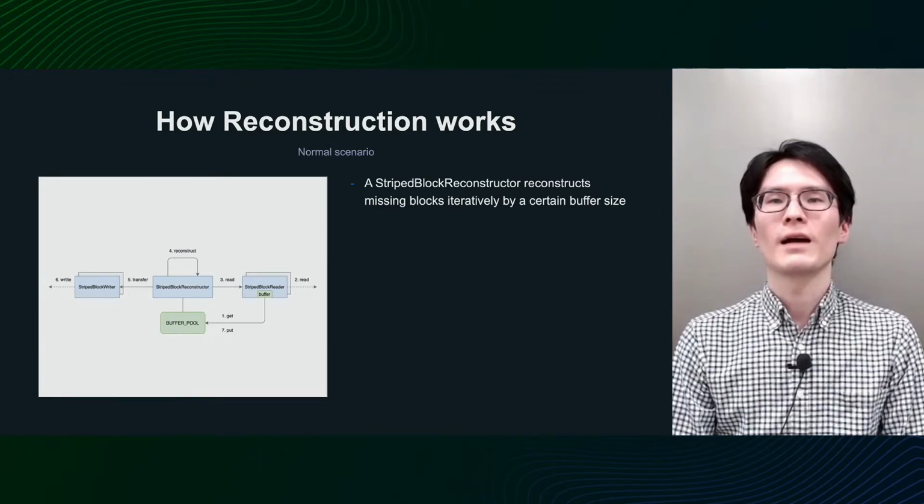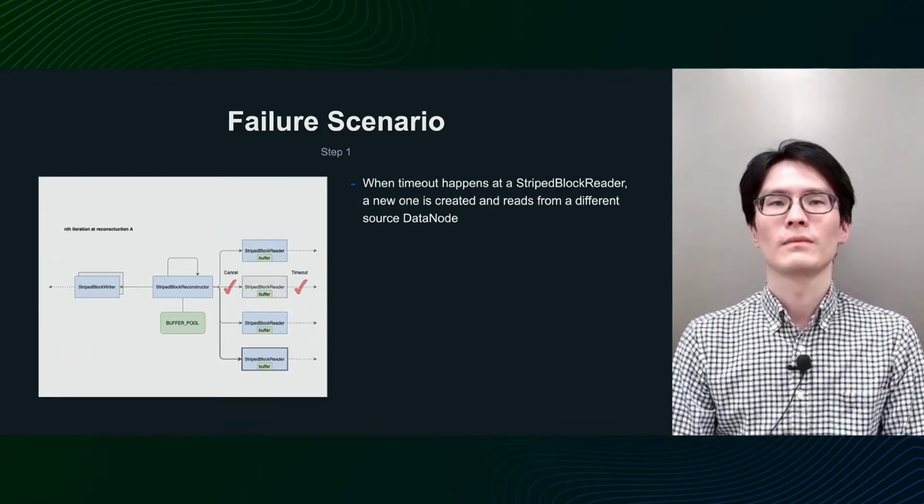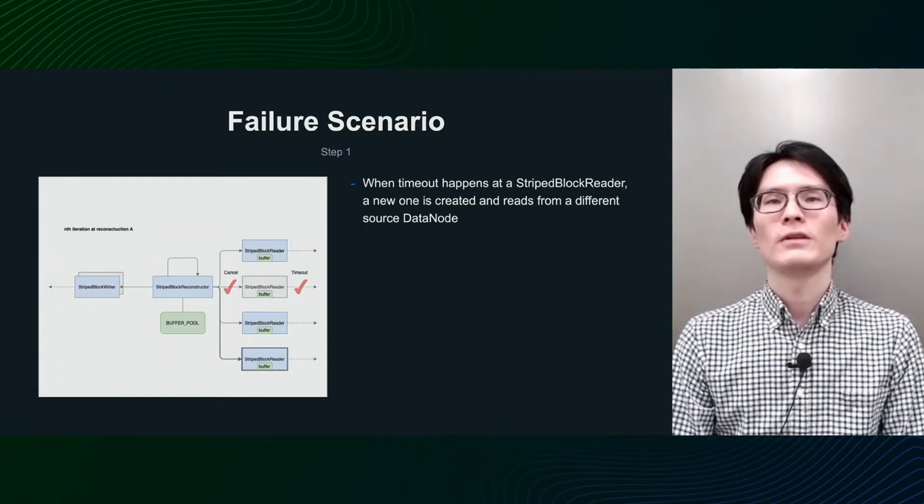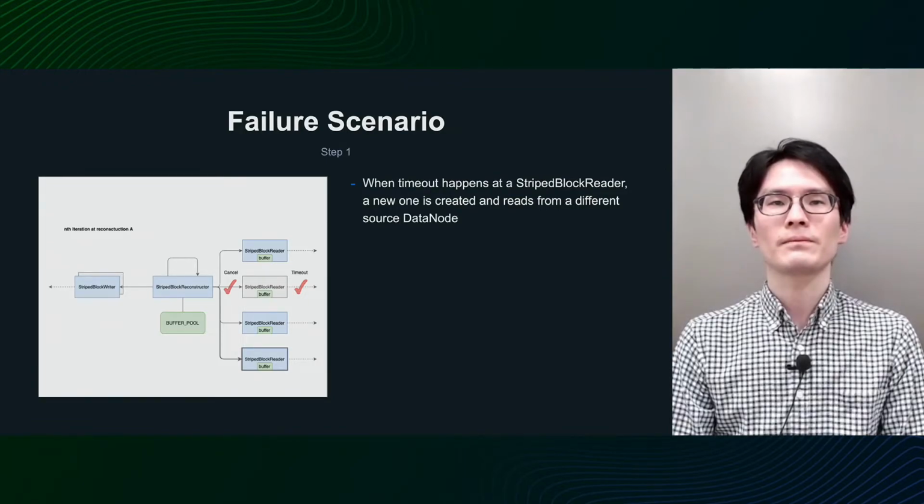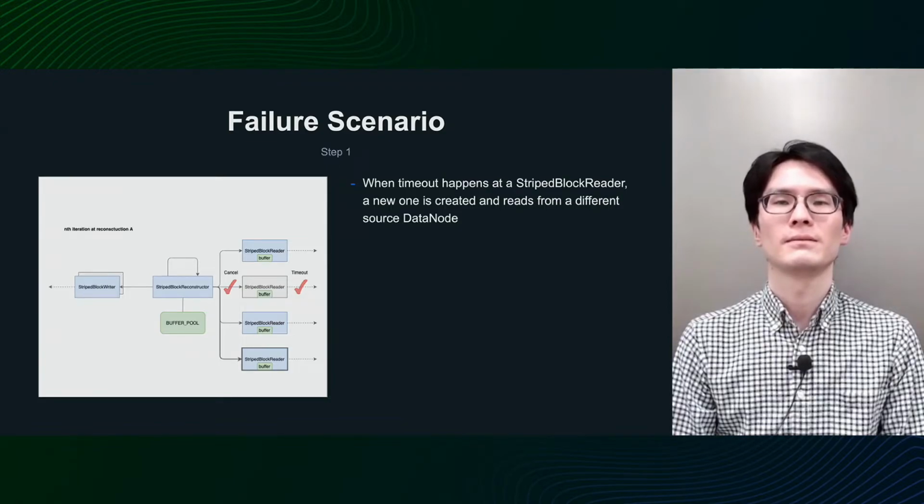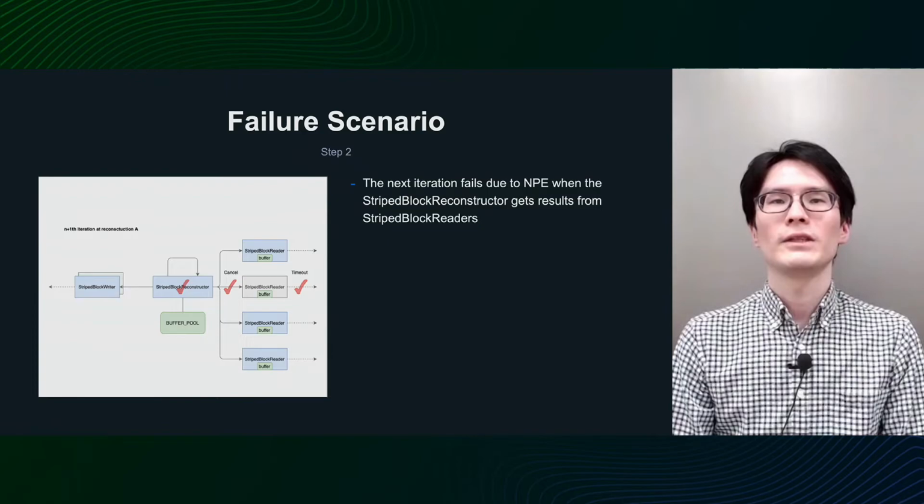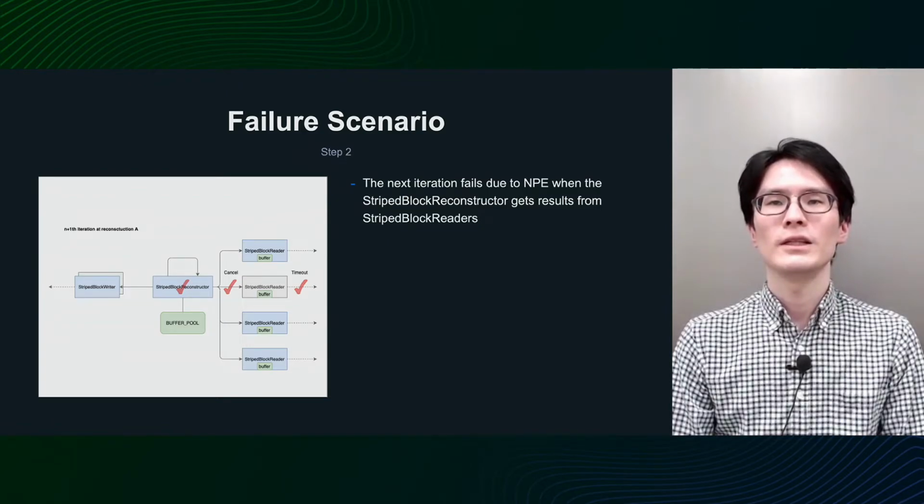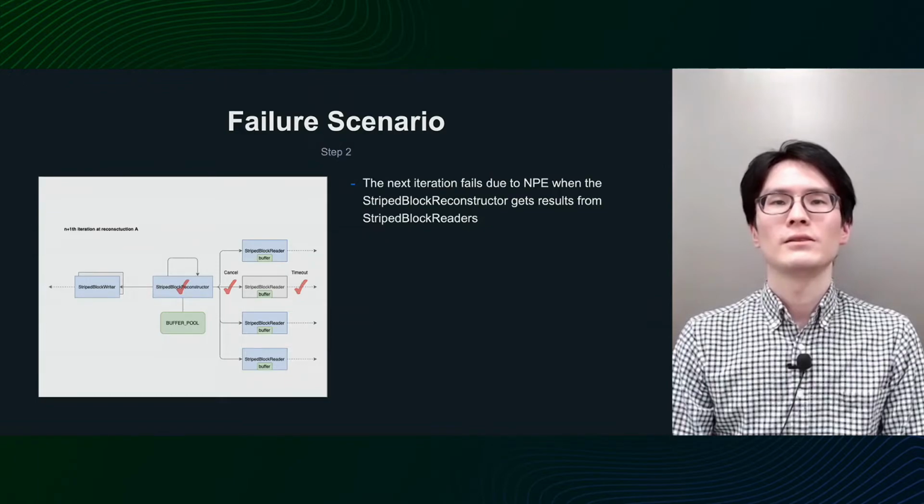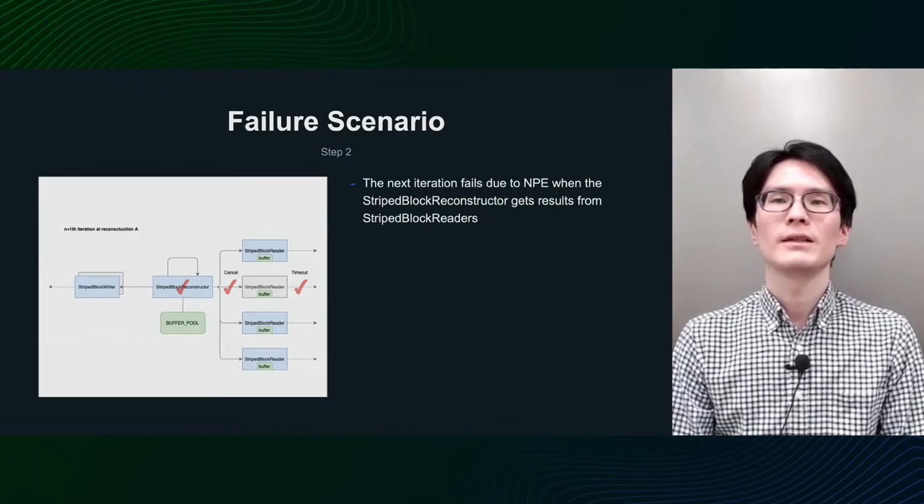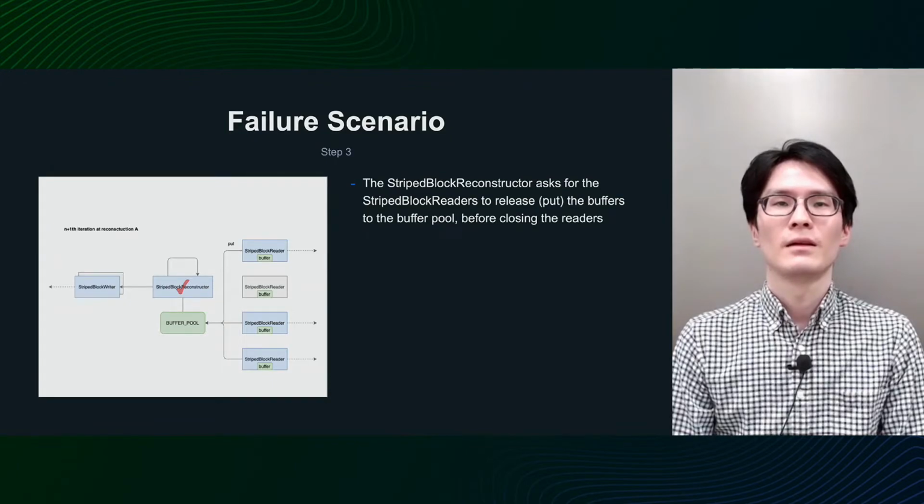Now, let's see how the buffer pool gets polluted. This problem occurs when a StripedBlockReader times out. When a reader times out, a new reader is created to read the data from another data node. After reading the minimum number of readers required for reconstruction, the timed-out reader will be canceled. Then, in the next iteration, when the reconstructor gets the result from the reader, a null pointer exception will occur and the reconstructor will fail. The null pointer exception is caused by the poor handling of the reader which was canceled due to timeout. But for the details, we need to follow the source code, so I will omit going through the explanation.